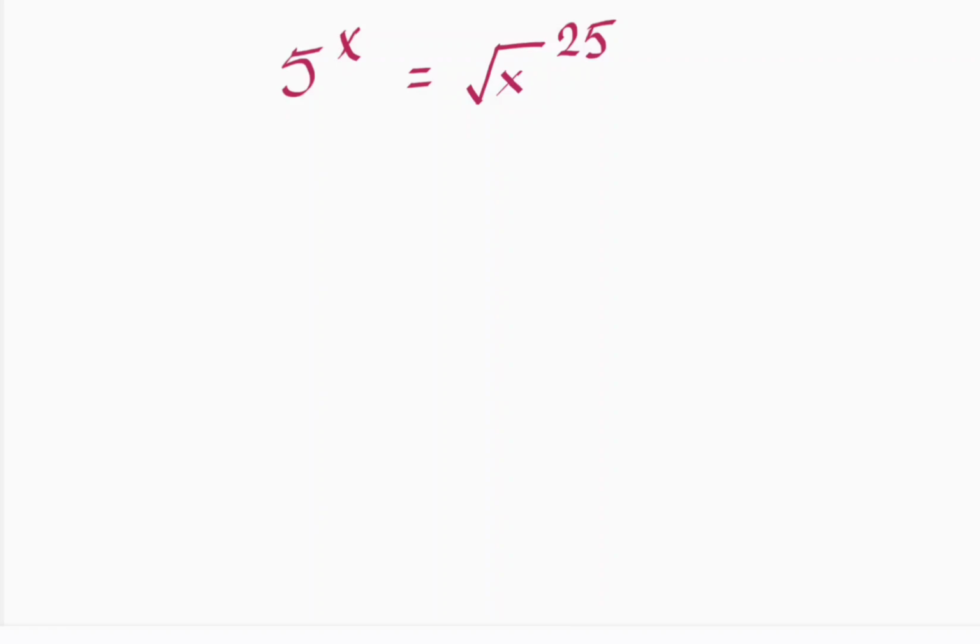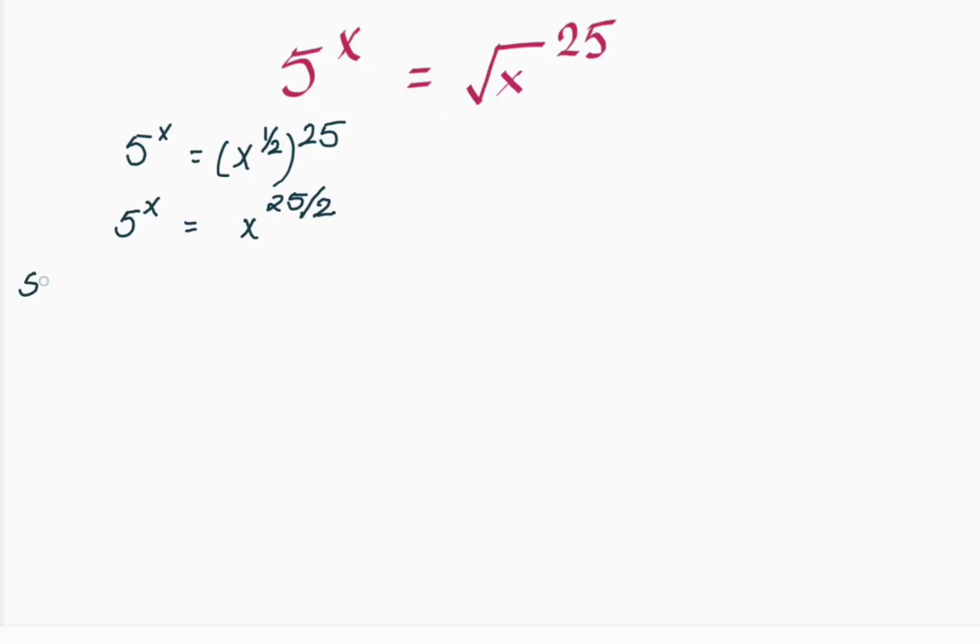This is a rather interesting problem. Let's try to solve it together. 5 raised to the power x is given as square root of x raised to the power 25. Write this as x raised to the power half into 25. This becomes 5^x = x^(25/2).